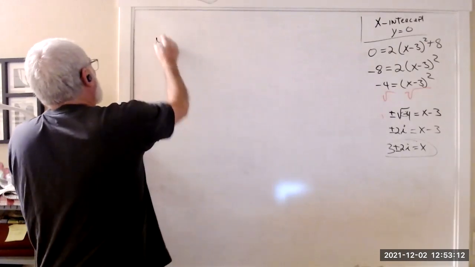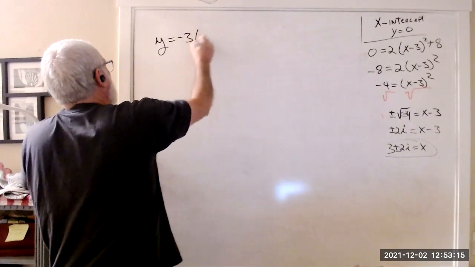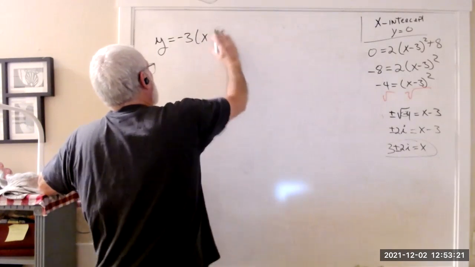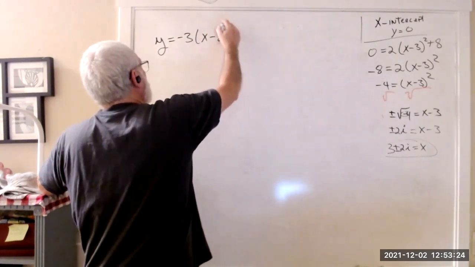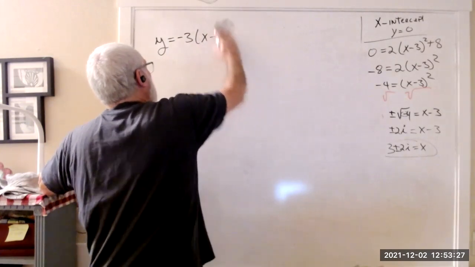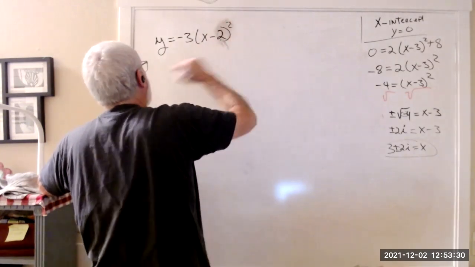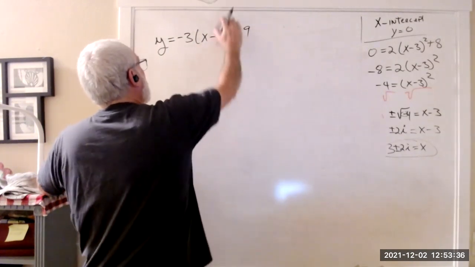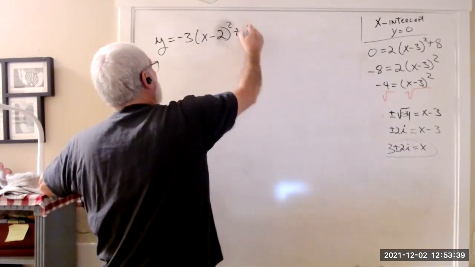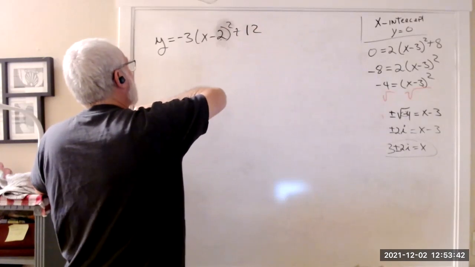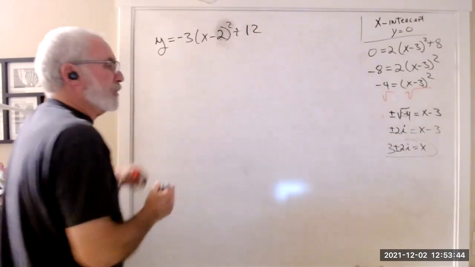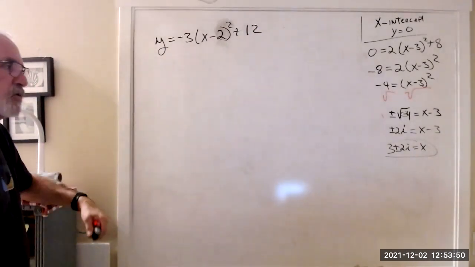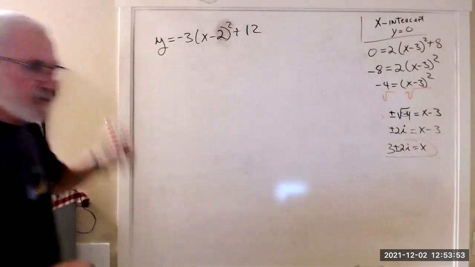So let's go y equals -3 times x minus 2 squared plus 9. Let's make it plus 12. I want you guys to be semi-happy. Okay. So I want you to graph this. I want you to find the vertex, the x-intercepts, the y-intercepts, the axis of symmetry, and all that other stuff. So let's pause, have you work through this.